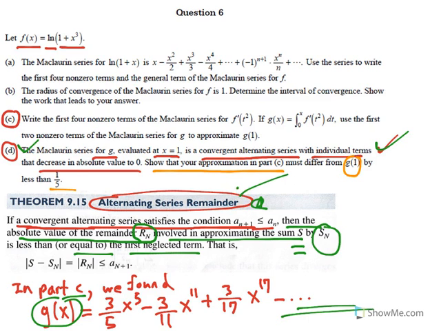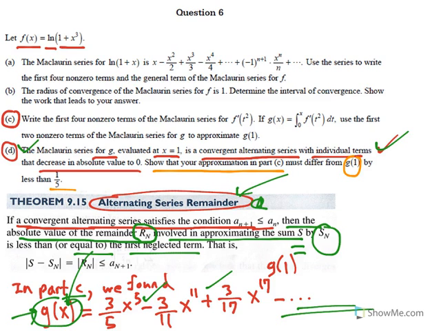So according to the alternating series remainder, if you have an alternating series, such as we do in representing g of x with a power series, we may approximate the infinite sum with an nth partial sum. But if we do that, we can find the remainder, or the difference between the infinite sum and our nth partial sum approximation. So g of 1 is representing our infinite sum of our series when it is evaluated at x is equal to 1.